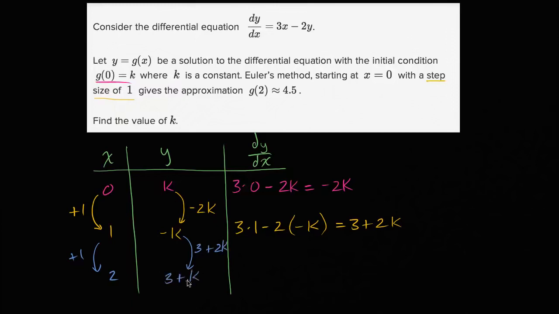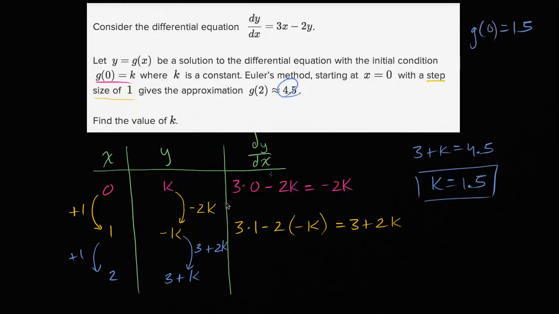And they're telling us that our approximation gets that to be 4.5. So 3 plus k is equal to 4.5. So the k that we started with must have been, if we just subtract 3 from both sides, k must be equal to 1.5. And you can verify that. If g of 0 is equal to 1.5, and if you put 1.5 over here, then over here you would get 4.5. And we're done.